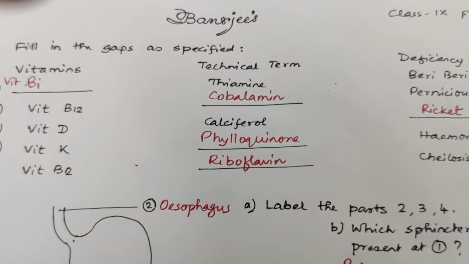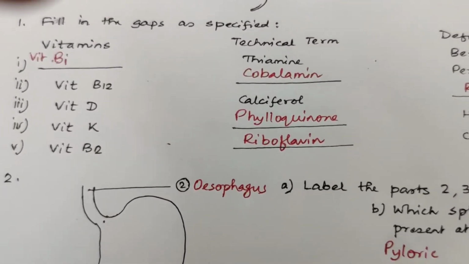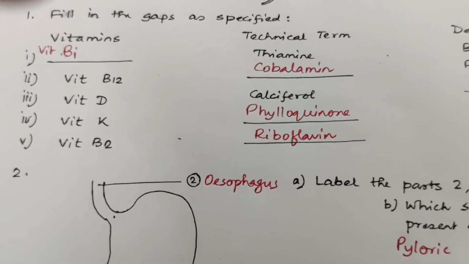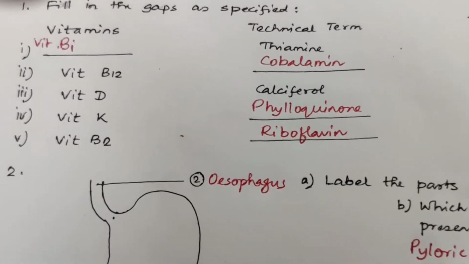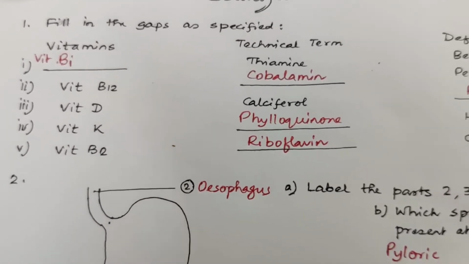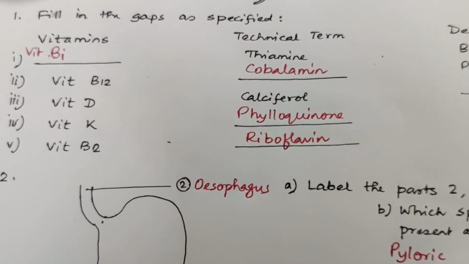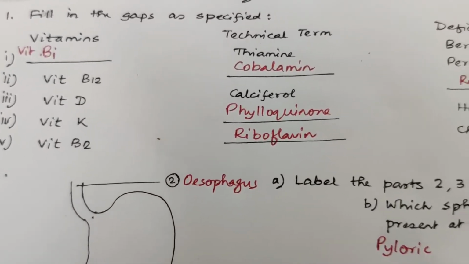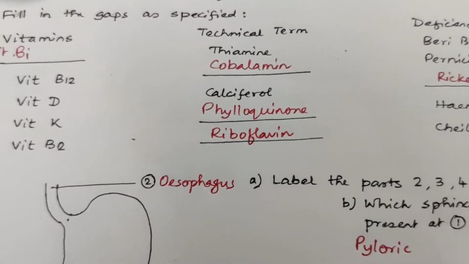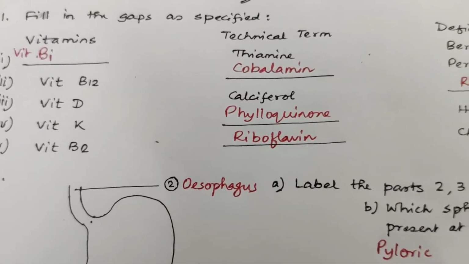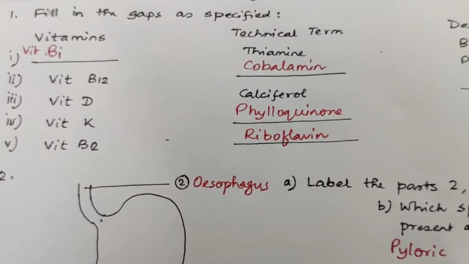This is for class 9 final exams. These are certain mock tests being taken. Now suppose this is fill in the gaps as specified. Now there are vitamins, the technical terms and the deficiency diseases. The technical term given is thiamine.